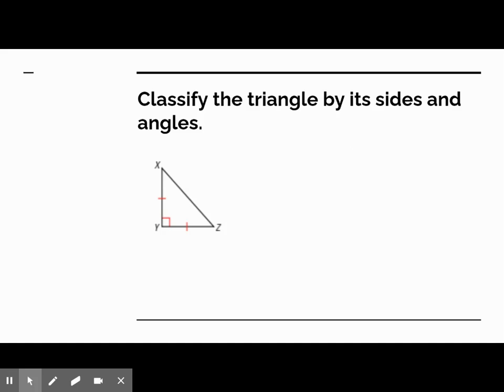Alright, what did you write down? That is correct. It's a right triangle by its angles, and it's isosceles by its sides. So you should have right and isosceles. Alright, number 2. Classify this triangle by its sides and angles. And if 2 sides are congruent, they would be marked congruent.